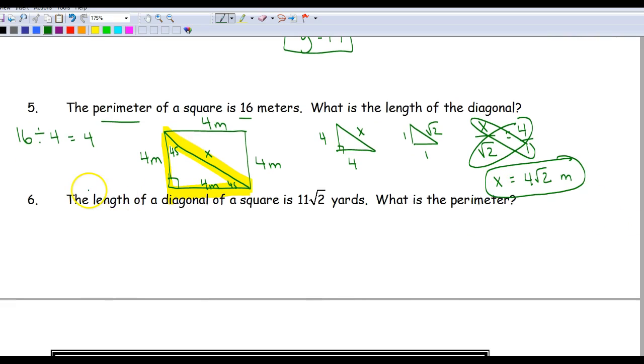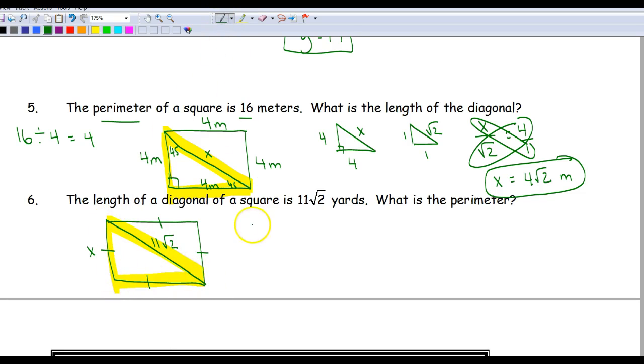Okay. The last one, this time, gives you the diagonal, and we have to find the perimeter. So we have the diagonal is 11 root 2. I have no idea what any of the sides are, but I do know that the sides are all equal. So if I find out what x is, I'll know what the other three sides are, and then I can find the perimeter. If you focus on just one part of the picture, the triangle, we have x here and we have 11 root 2 here.